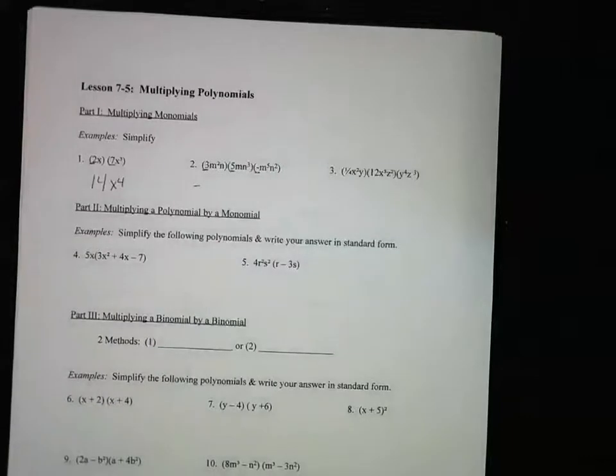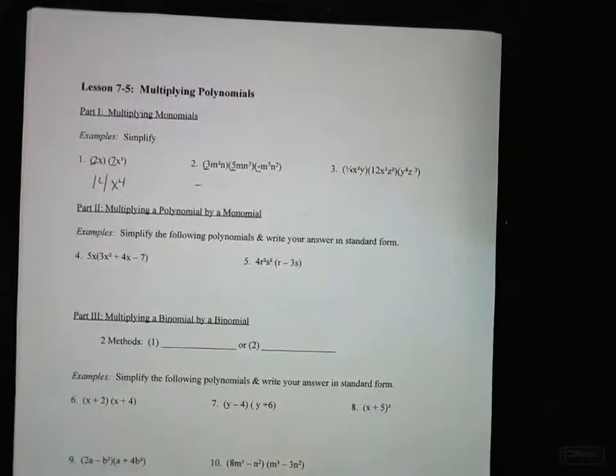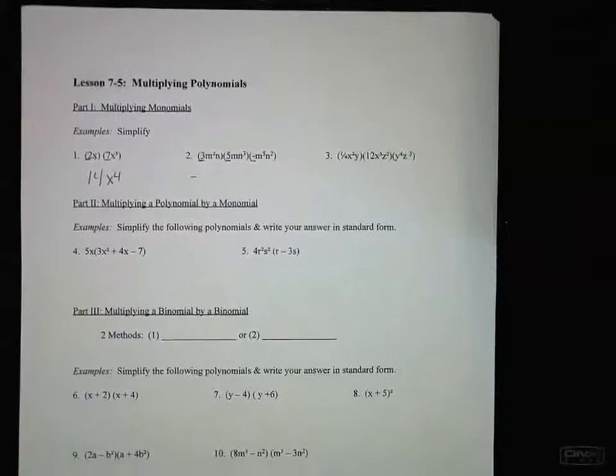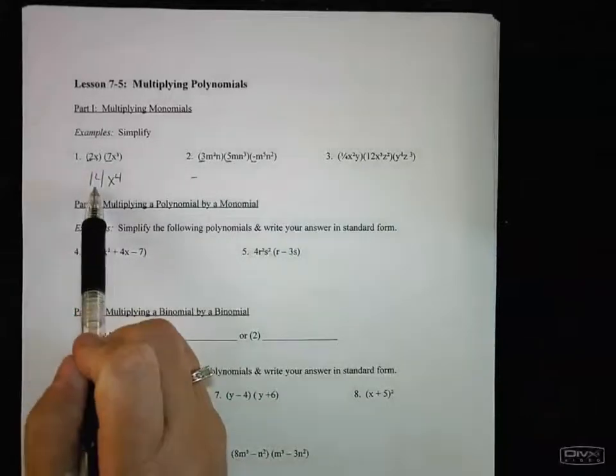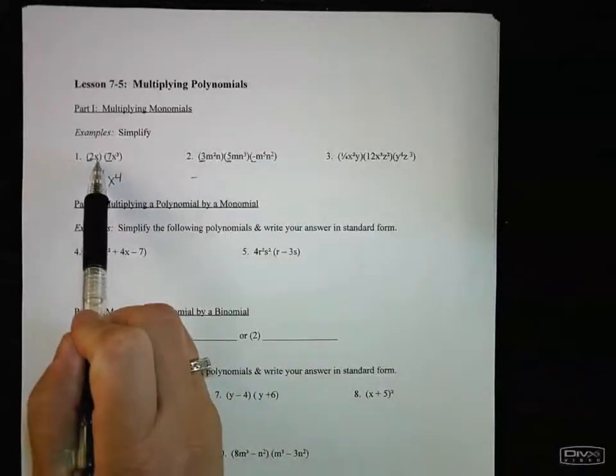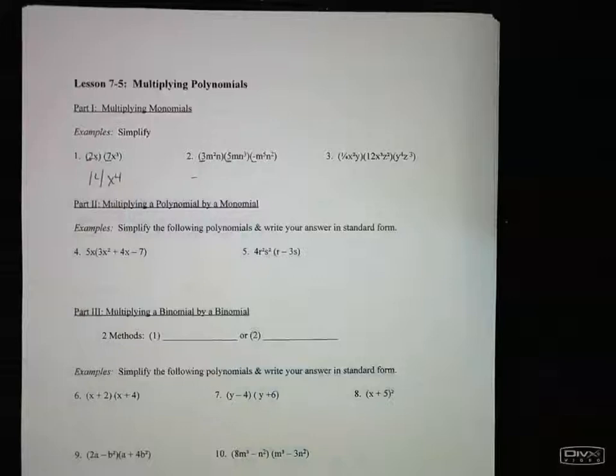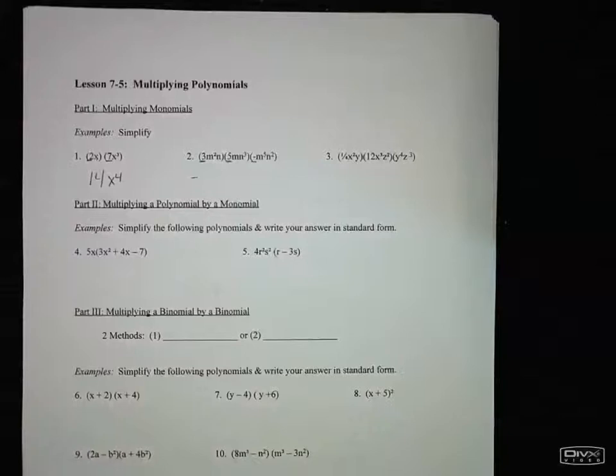Chapter 7, Section 5, we are multiplying polynomials, and we're going to start out by multiplying monomials. In the first example, you do 2 times 7, which is 14. X to the first, x to the third is x to the fourth. So 14x to the fourth.